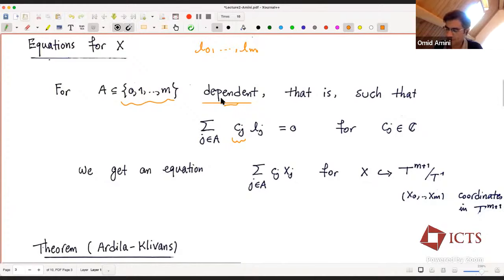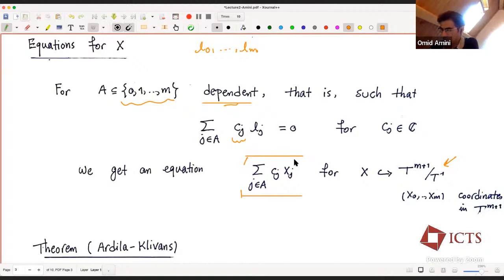Since the embedding of X inside the torus was defined by using these coordinates, the coordinates given by the L_j's, every time you see a dependent set in terms of the coordinates we put on the torus, we get an equation of this form. It means that the space of equations for X inside the torus contains all these linear polynomials.